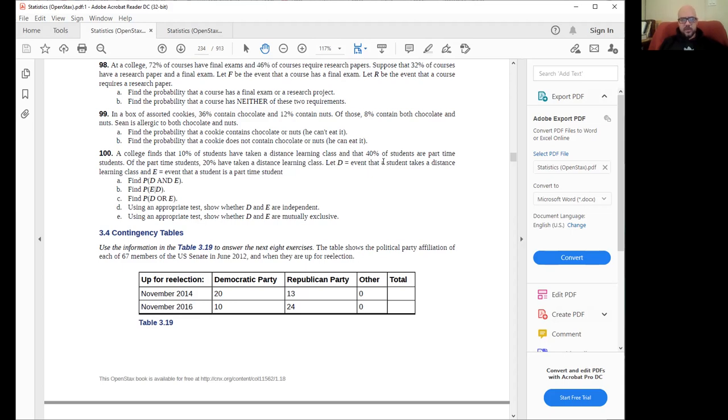So D is the event that a student takes a distance learning class, and E is the event that a student is a part-time student. All right, so the thing I really want to do more than anything else is draw a Venn diagram for this, but we're going to have to do some calculating first. So they want the probability of D and E. We're going to need to use the conditional probability formula. So let's get a whiteboard going here and write down everything.